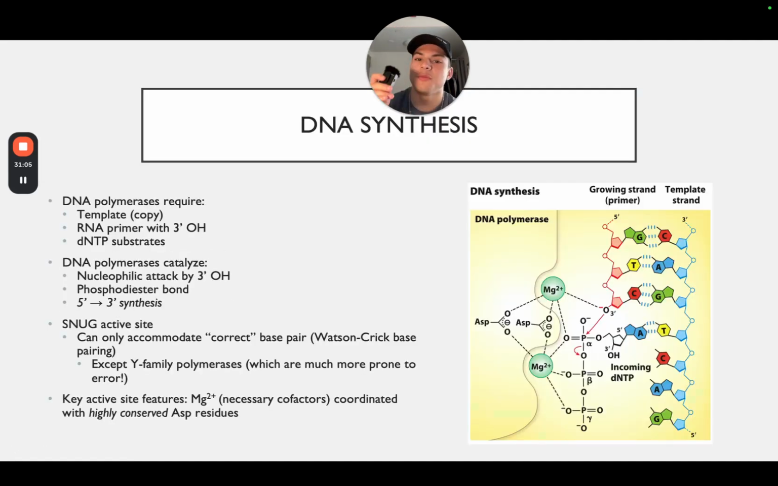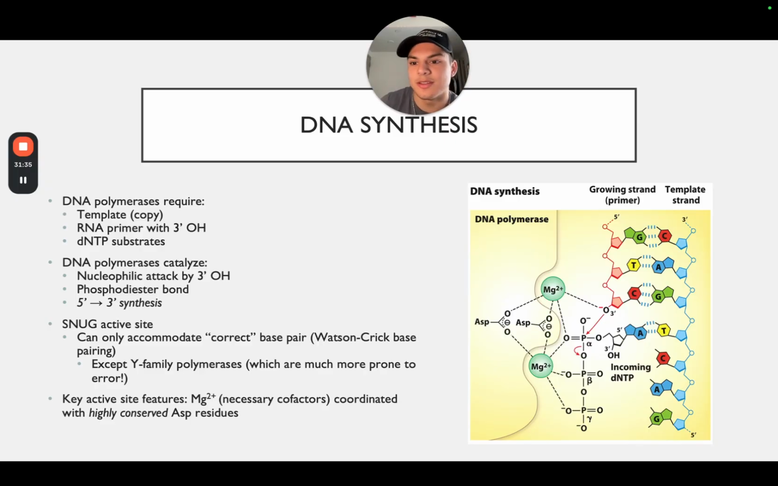Okay, so moving on to DNA synthesis. We know DNA polymerase, which is the enzyme that catalyzes DNA synthesis, requires three different things. The template strand, makes sense. I mean, you just can't replicate it out of the blue. RNA primer with 3' OH, and dNTP substrates. So DNA polymerase, again, catalyzes the nucleophilic attack by 3' OH.